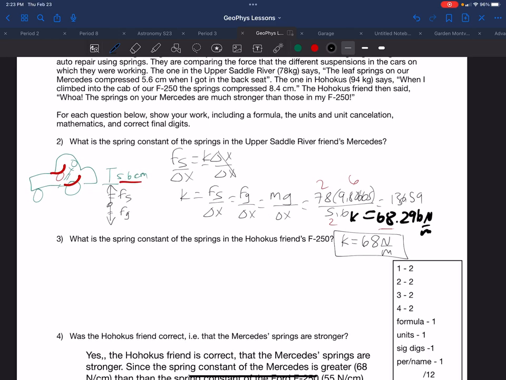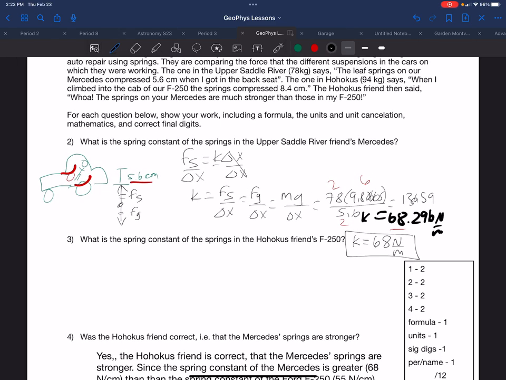Now we're asked to do the same thing for the Hooke's friend. So we have the spring constant is the force of gravity over delta X, which is mg over delta X. And we realize we also have to divide that by 2. So we have 94 times 9.80665. And the delta X for this one is 8.4.